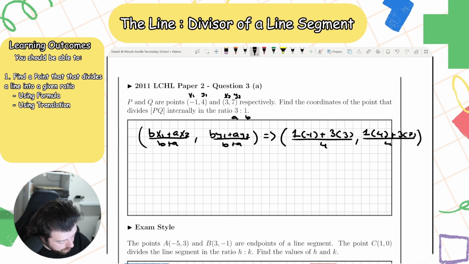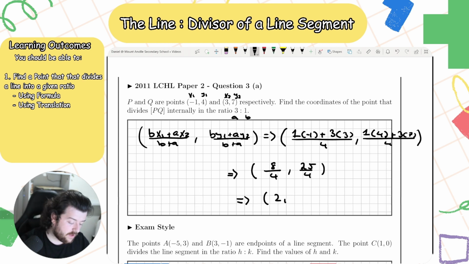So minus 1 plus 9 is 8. So 8 over 4. And then 4 plus 21, that's plus 3 times 7. So that's 4 plus 21, which is 25 over 4. And then this simplifies down to 2. And 25 over 4 does not simplify down anymore, so we leave it as is. Let me just double check my sums. Yeah, that's it there.